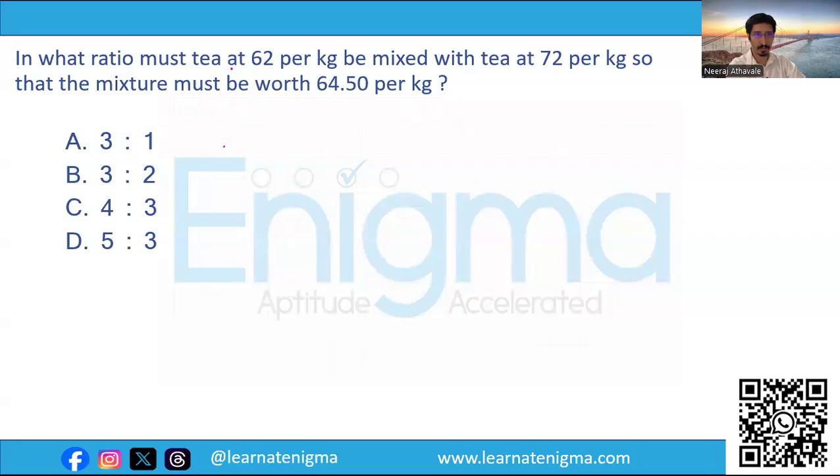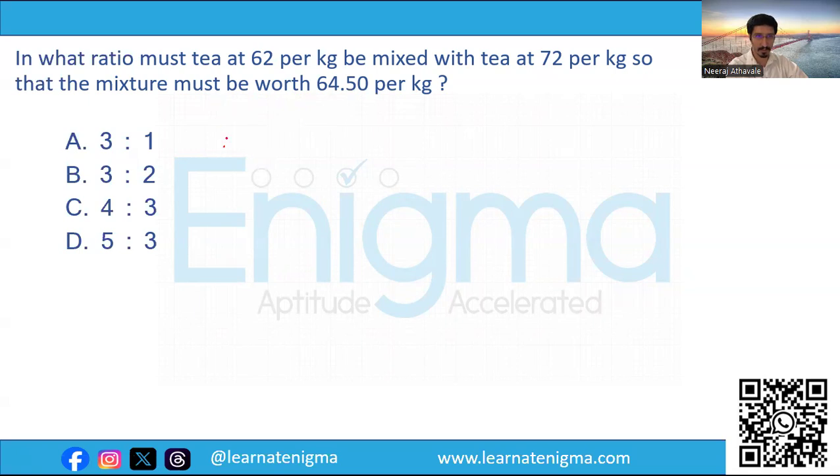In what ratio must tea at 62 per kg be mixed with tea at 72 per kg so that the mixture must be worth 64.50 per kg? So this is a very simple type of mixture and alligation question.